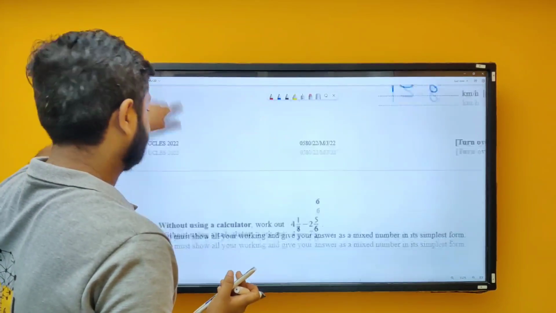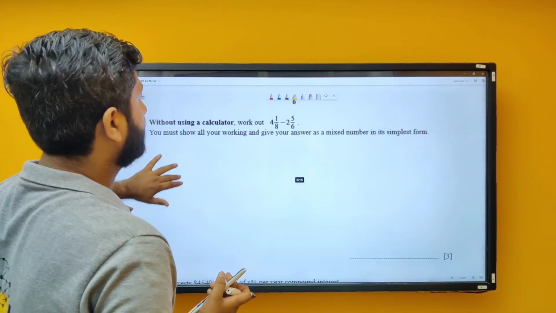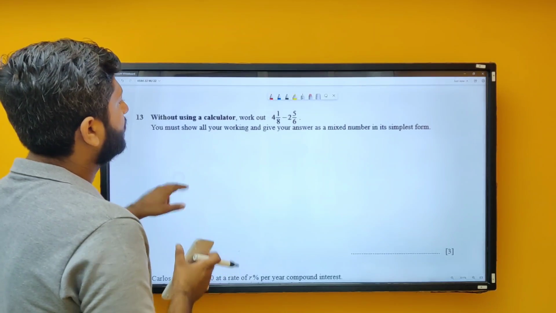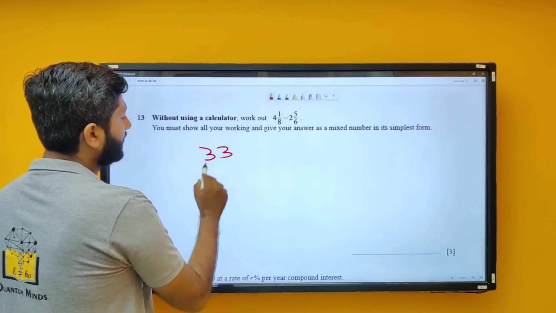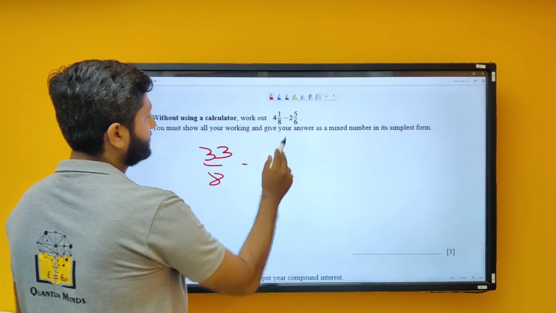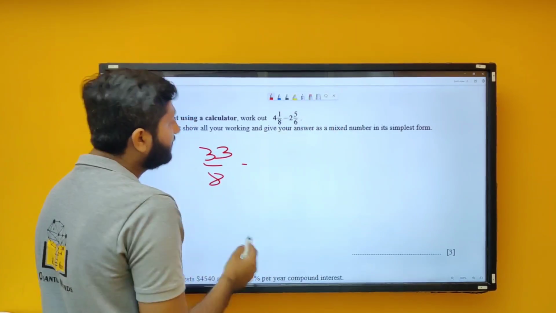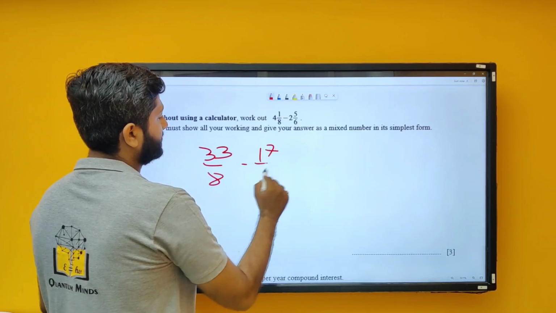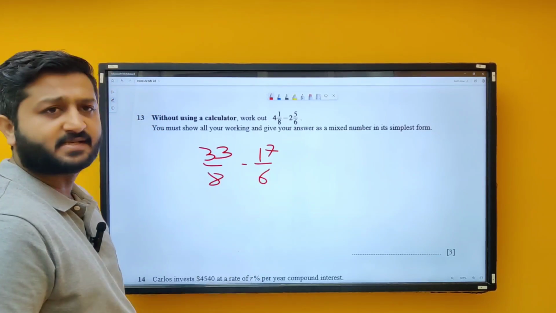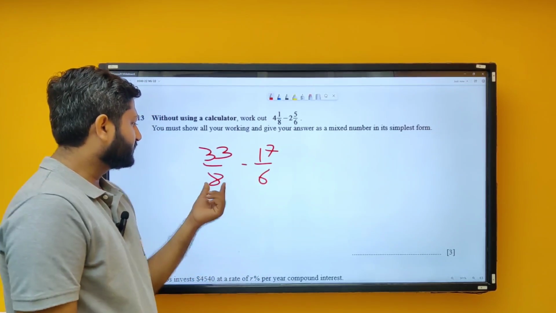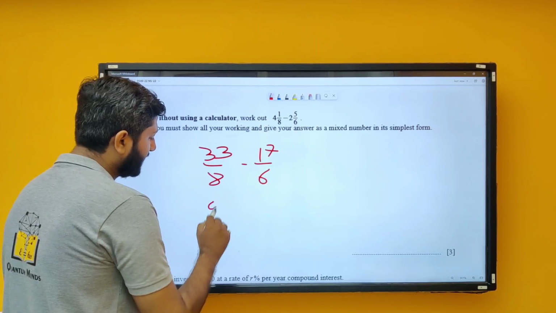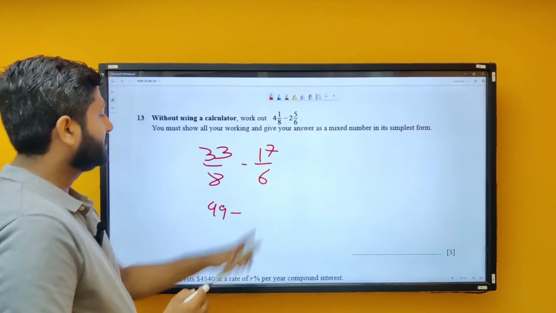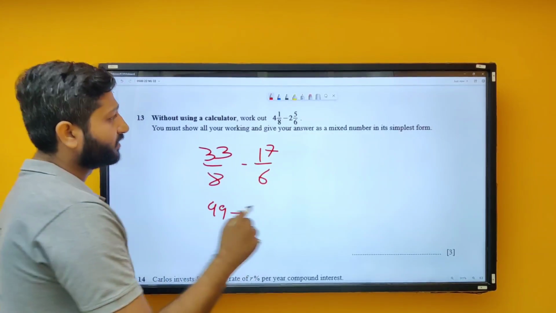Next question. Without using a calculator, solve this. Okay, I have 4 and 1 by 8. This can be written as 33 by 8 minus 6 2s are 12, 12 plus 5, 17 by 6. So LCM of 8 and 6 is 24, right? So I have to multiply this with 3. So 33 into 3, that is 99, minus 6 into 4 is 24.